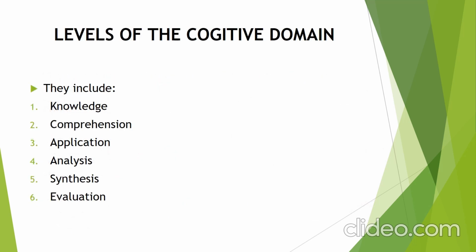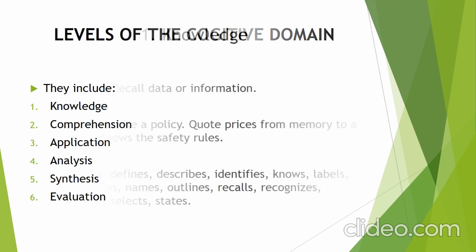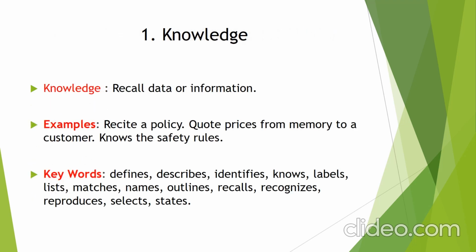Levels of the cognitive domain. So there are generally about 6 levels of the cognitive domain according to Bloom's taxonomy. That is knowledge, comprehension, application, analysis, synthesis, and evaluation. Talk about those 6 one by one in a nutshell.